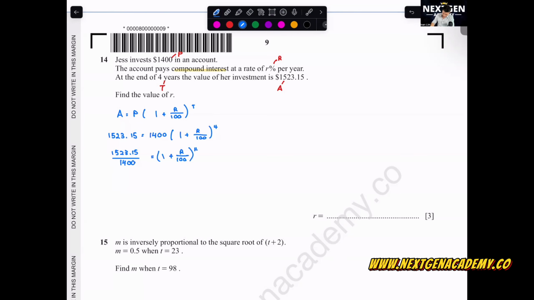That means until here, I will do the 4th root of 1523.15 over 1400 equals 1 plus R over 100. From here, you can type into the calculator the fourth root of the value, and you should get 1.0213. In the middle of the equation, don't round it up too fast. 1 plus R over 100. The final one, how do we find the R value? 1.0213 minus 1, times 100 equals R. The R value will be equal to 2.13.